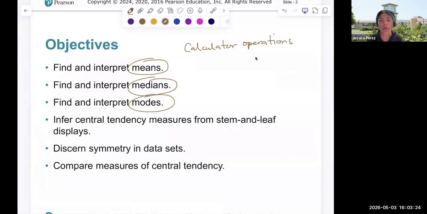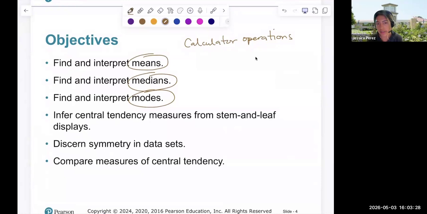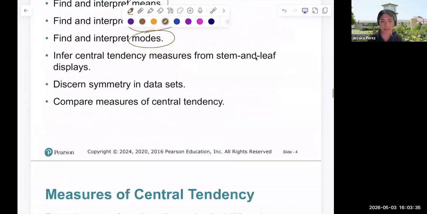So what does that mean? We're going to be comparing central tendencies. So we're going to compare all these three. And what do they mean? Again, all of this chapter is about statistics in general.